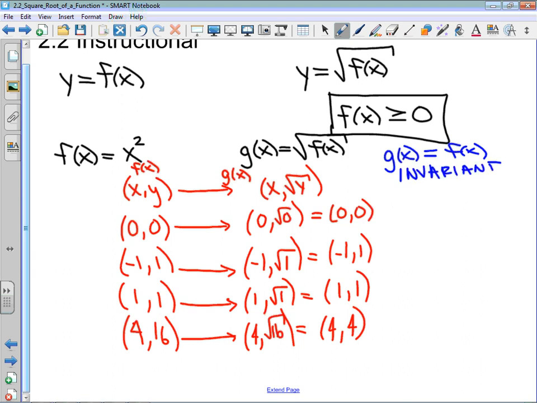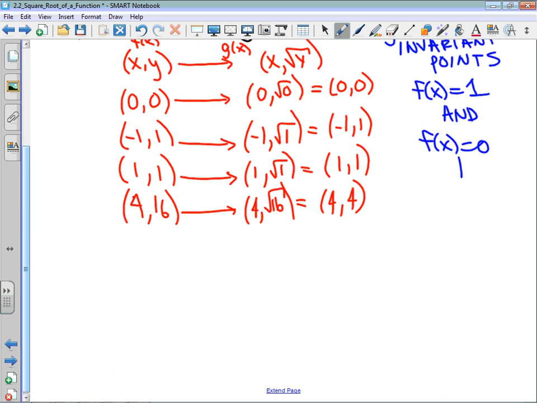Okay, this is only true when g of x is the square root of f of x, but that's what we're dealing with on this list. G of x is equal to f of x when f of x is equal to positive 1 and when f of x is equal to 0. Now, one of these is actually pretty important. F of x is equal to 0 are the x-intercepts. And what that means is that whatever the x-intercepts of f of x are will also be the x-intercepts of g of x. Being able to identify invariant points is a big benefit when you're doing something like this.